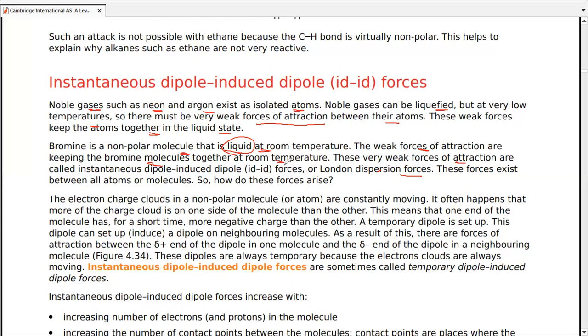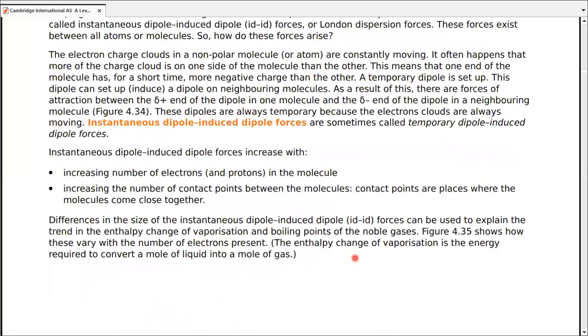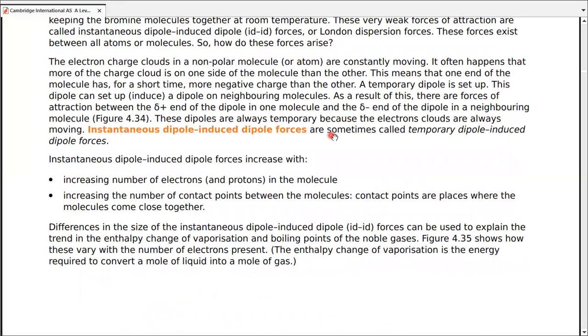So we can't talk about any of those phenomena: loss or gain or share or electronegativity. So how does that happen? The idea is pretty simple. The electronic charge clouds in a nonpolar molecule or atom are continuously moving. It often happens that more of the charge cloud is on one side of the molecule than the other. This means at one end of the molecule, for a very short time, a partial negative charge appears, and on the other extreme end, a dipole will be set up and there would be a slightly positive charge.